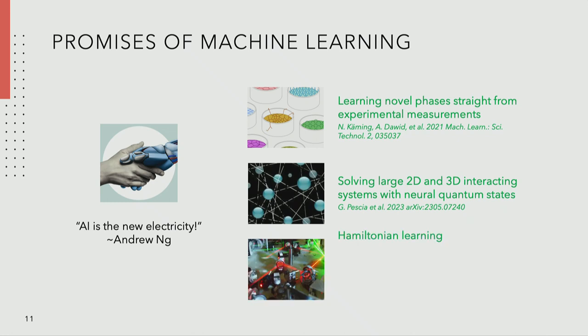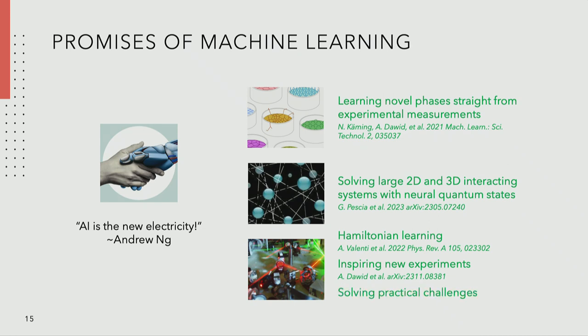And with the experiments that people are doing, there are lots of things that machine learning can help with, starting from Hamiltonian learning. Imagine you have just snapshots of your experiment, and there may be some noise that you are not aware of, and all of that can be automatically detected from your data. This is, again, super amazing. You can maybe inspire new experiments with automated approaches. And there are also lots of practical challenges, like improving readout from your quantum microscope, that can be improved with ML. So lots of promises.